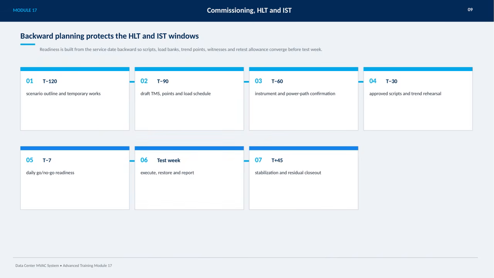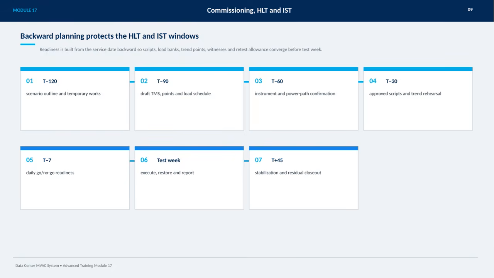Starting at T-120 days, we outline scenarios and set up temporary works. By T-90 days, draft TMS, points, and load schedules are ready. At T-60 days, it's time to confirm instruments and power paths.